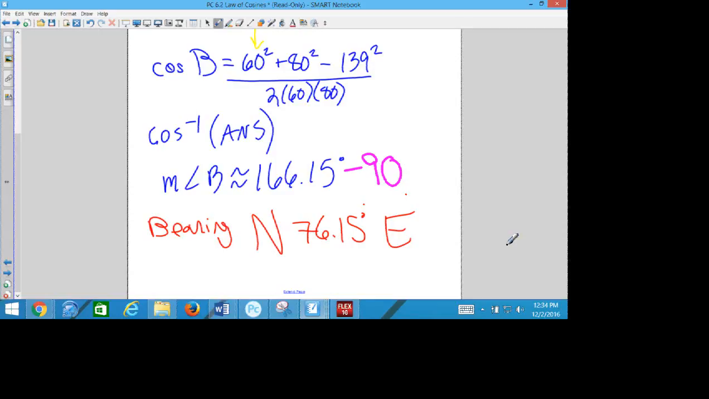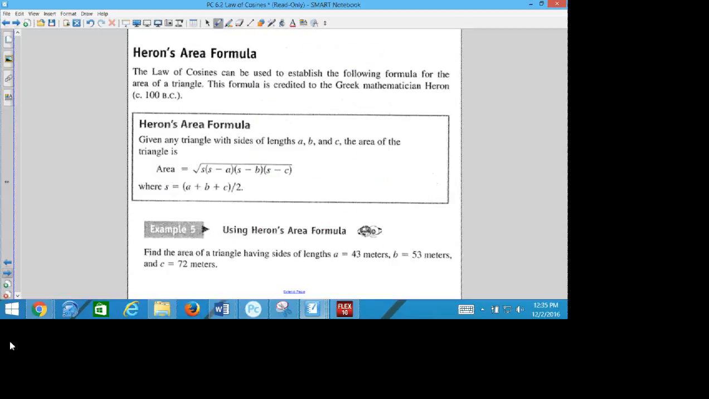Okay, one last example, and it is called Heron's formula, and it is the formula for the area of a triangle when we know all three sides. We don't know any angles, we know all three sides. To do this, you first have to find an S value. For S, you add up all the sides and divide by 2. After you find S, you plug it in with all three sides A, B, and C, and square root the answer, that's it.